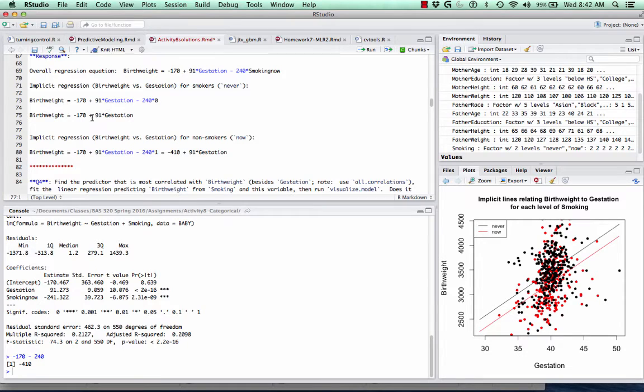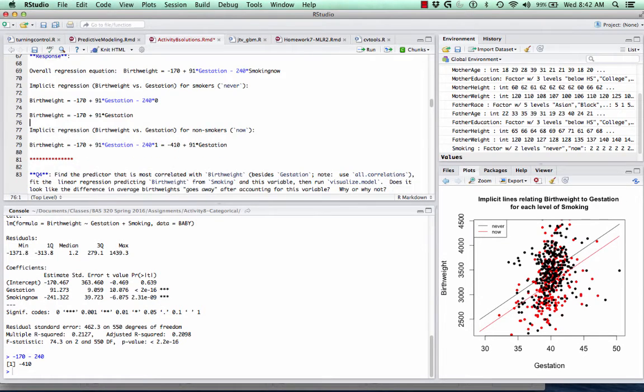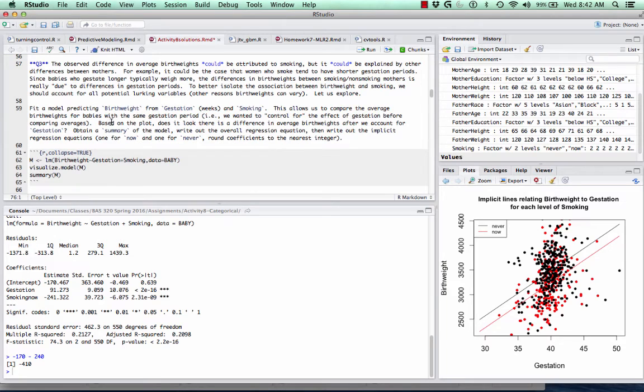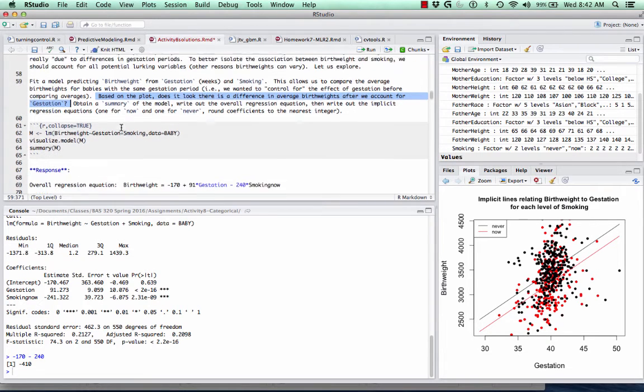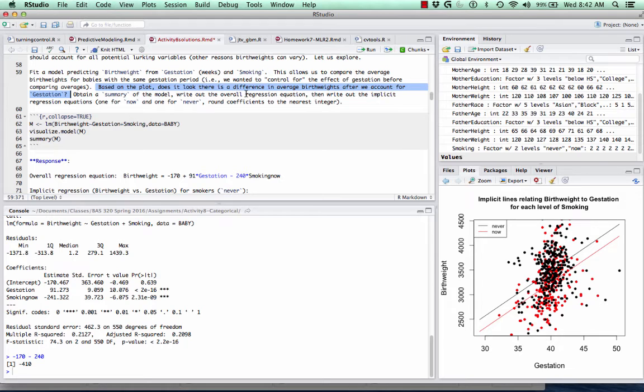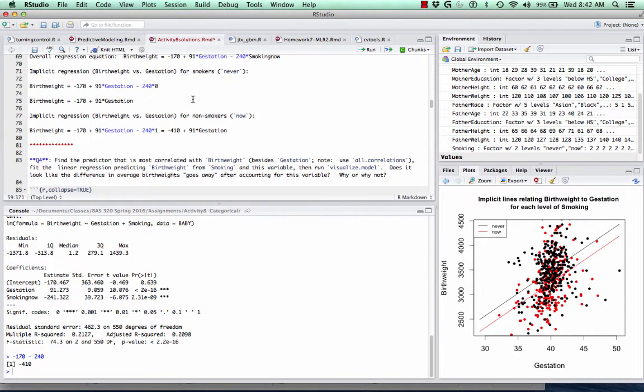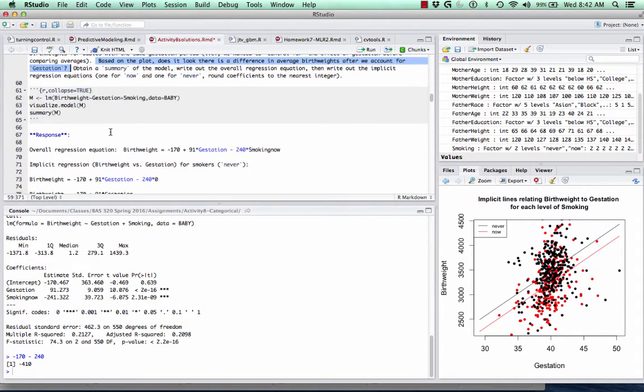And so what we see is that indeed the slopes of the implicit regression lines are equal. They're both equal to 91, but we do have a difference in intercepts here. This difference in intercepts is the vertical offset between the lines, and it's telling us the difference in the average birth weights between smokers and non-smokers after we account for gestational period. All right, so let's review what we're being asked here. We've answered that there does look like there's a difference in average birth weights because those lines are offset from each other. We obtained a summary, and we wrote out the overall regression equation and the implicit regression equations as well.